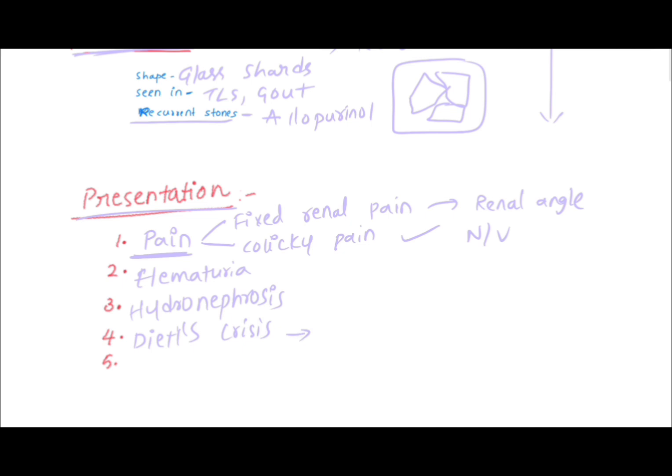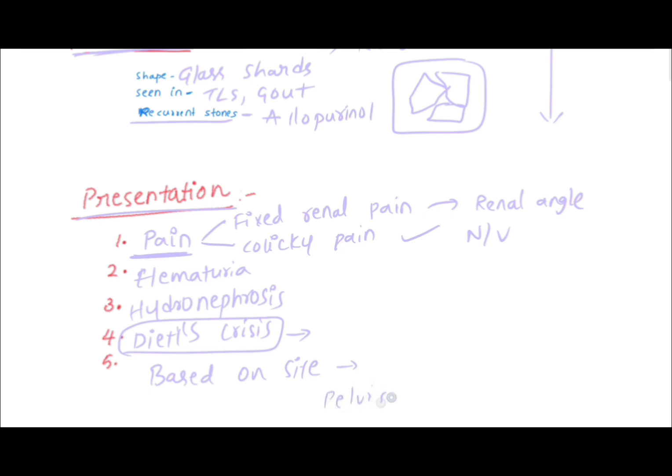Dietl's crisis is nothing but initially there is severe pain and a palpable mass, which is followed by passage of a large quantity of diluted urine. So this is Dietl's crisis. And based on the site of these stones, pain may refer to that site. I will give you examples based on the site of renal stones.